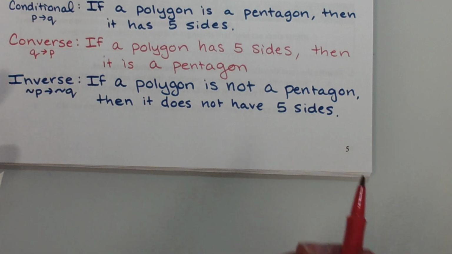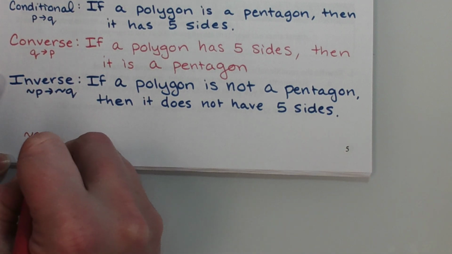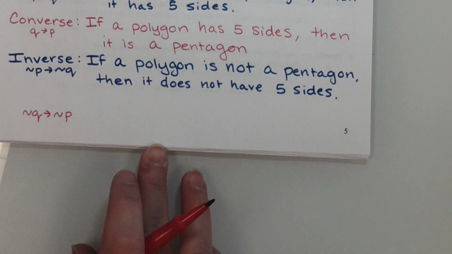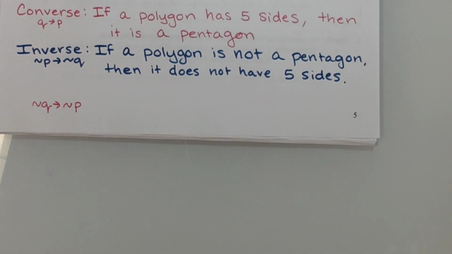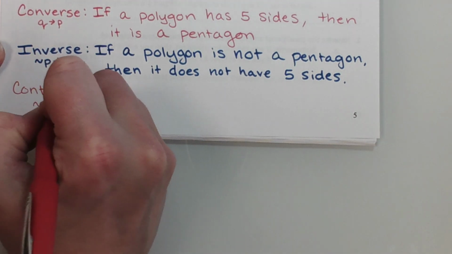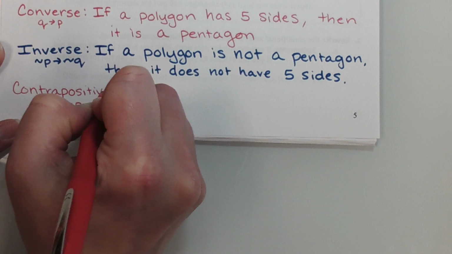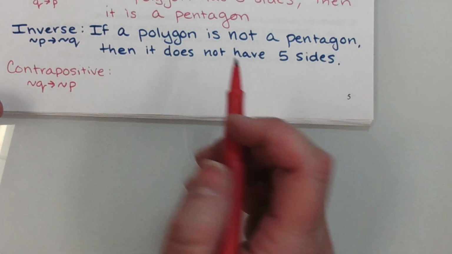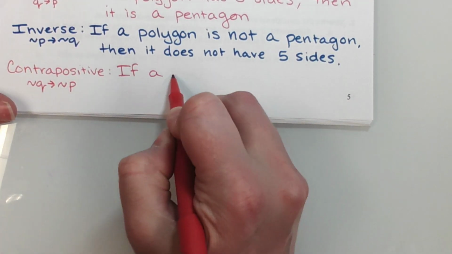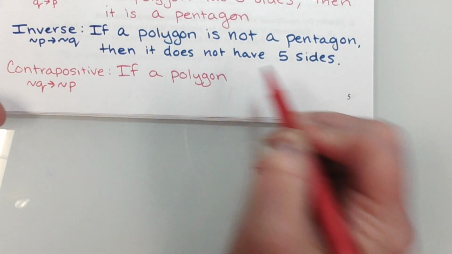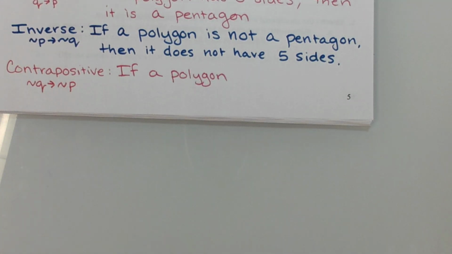Got one last one to go. This is the one that goes squiggle Q to squiggle P. Steven, what's the name of the one that goes squiggle Q to squiggle P? Contrapositive. Ella, how should I start the contrapositive? All of these have to start with if a polygon, because that is what we're talking about.